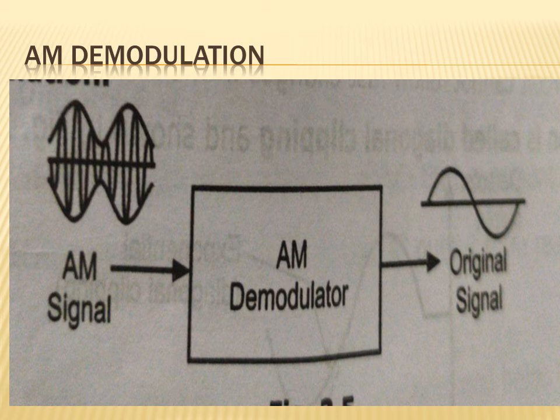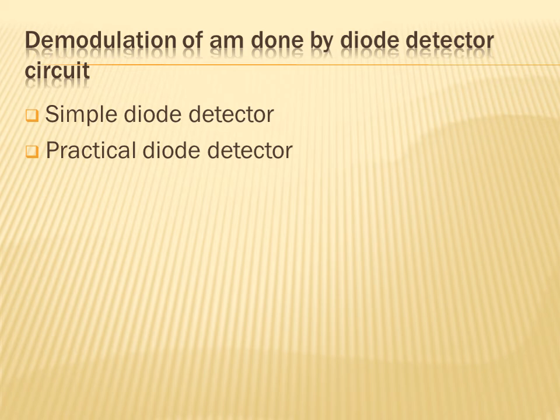Demodulation of an AM signal is done by a diode detector circuit, which is of two types: simple diode detector and practical diode detector. In the demodulation process, the carrier signal is removed and the original signal is recovered. So this is demodulation, done by a diode detector circuit.